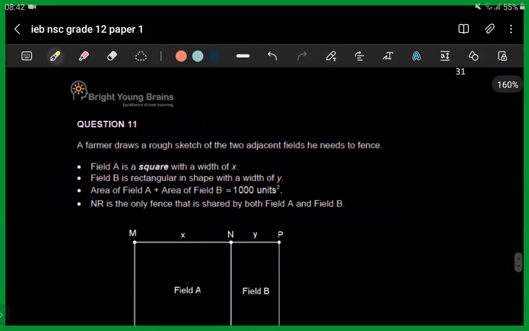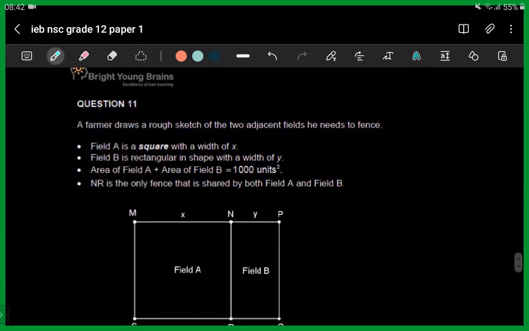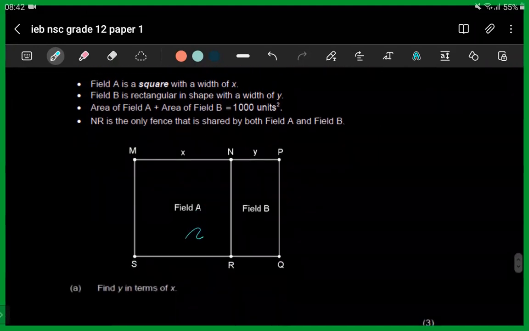Question number 11. What does question number 11 say? Question number 11 says, a farmer draws a rough sketch of the two adjacent fields he needs to fence. So he has two fields, field number one and field number two. He needs to put a fence around both of them.